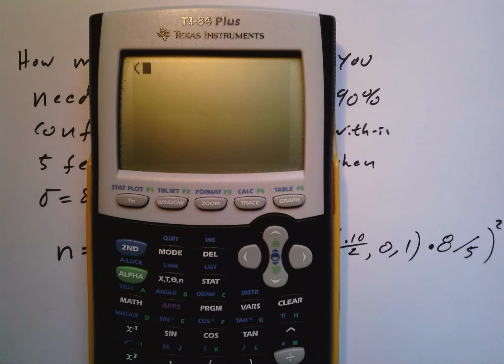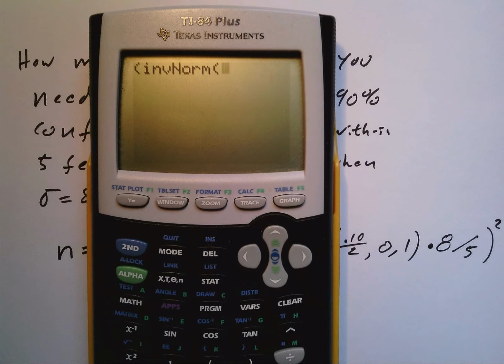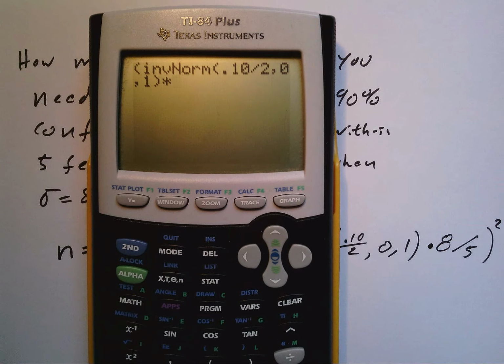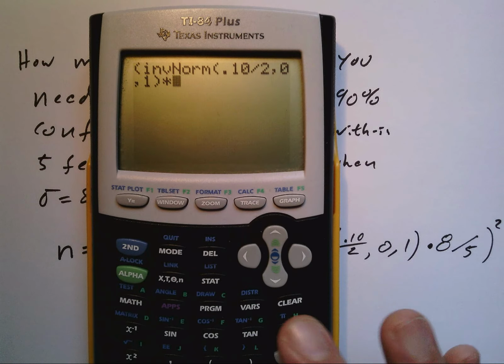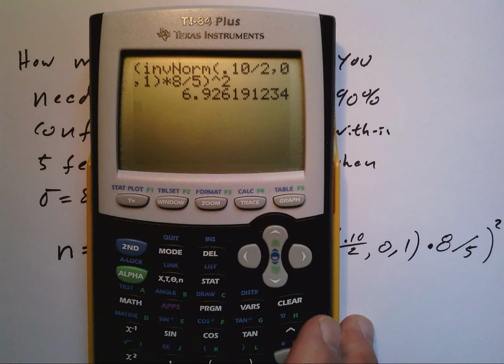So, open up parentheses. Second, distribution, inverse norm. Our confidence level is 90%, so our alpha is 10%, but it's always 10% divided by 2, comma 0, comma 1. Close that parentheses. Then we're going to multiply this by our sigma, which was 8. We're going to divide by the error we're allowing ourselves, which is 5. I'm going to take this and square it. Now we got something which is wrong because it's too small, but we'll deal with that at another point. We got n is equal to 6.92.